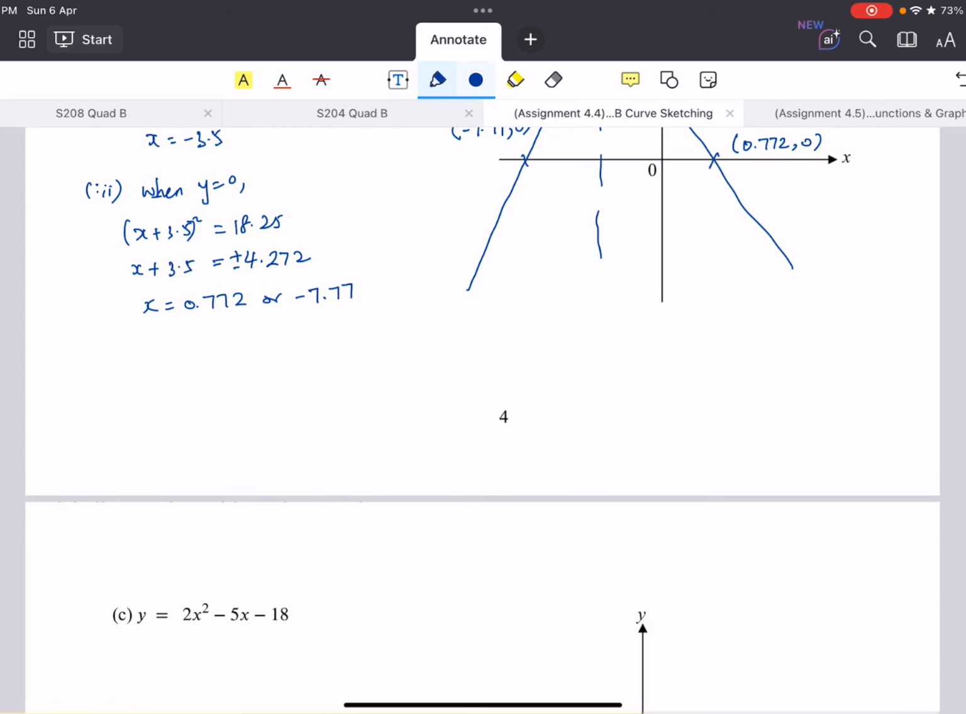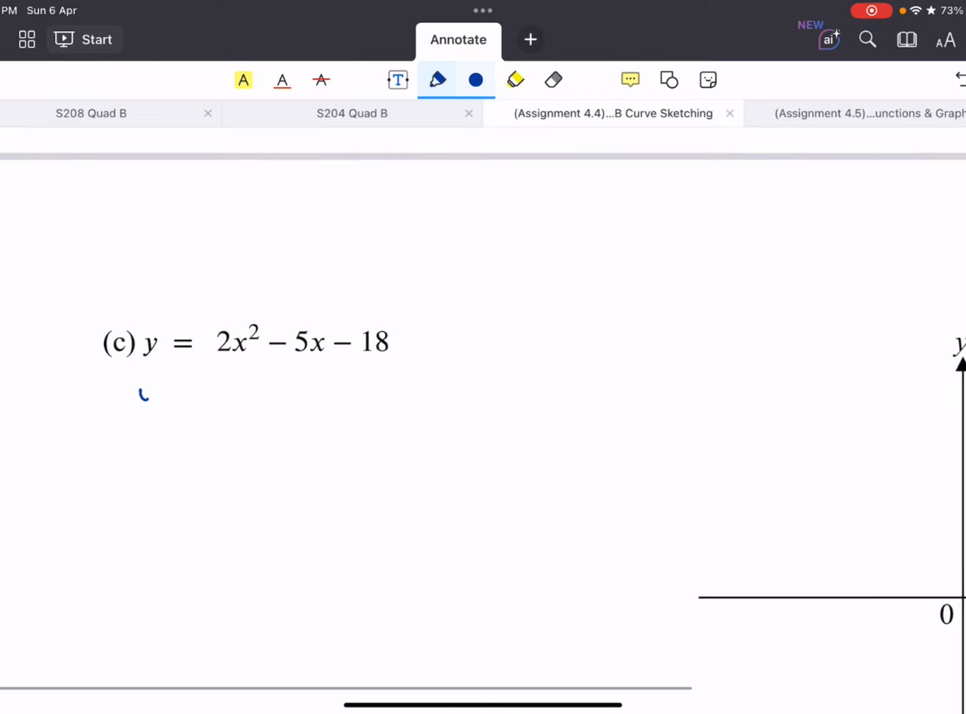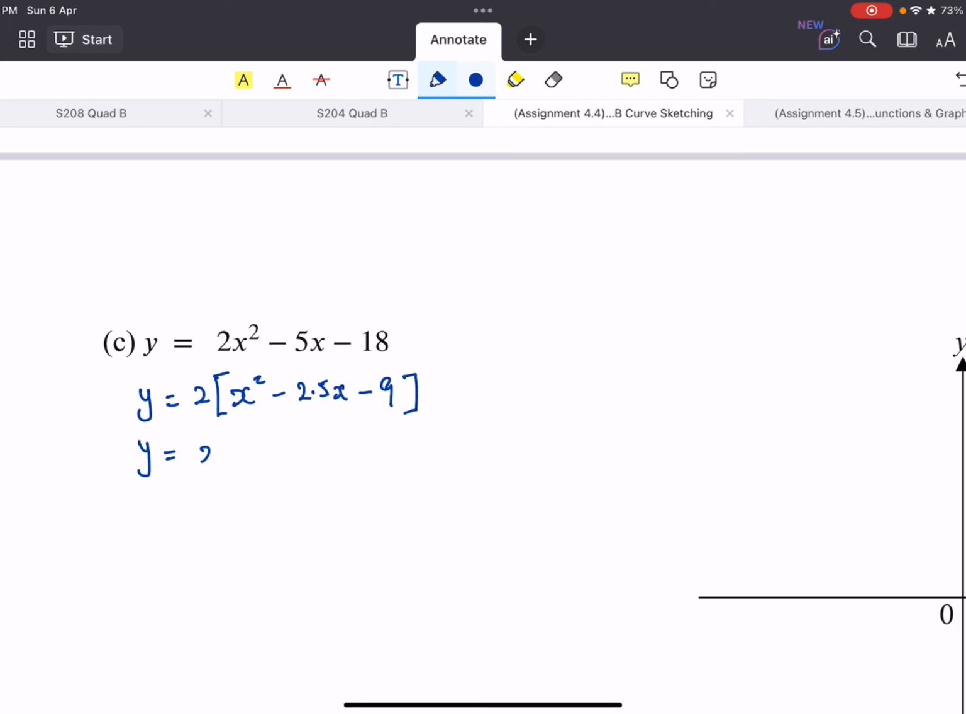Okay. Is that the last example? Oh, there's more. One more example to go. Sure, we can do this. Right? So y equals 2x squared minus 2.5x minus 9. Right? Y equals 2x squared. Okay, let's write this in fraction. Okay, so minus 5 over 2 x plus (5 over 4) squared minus (5 over 4) squared minus 9.